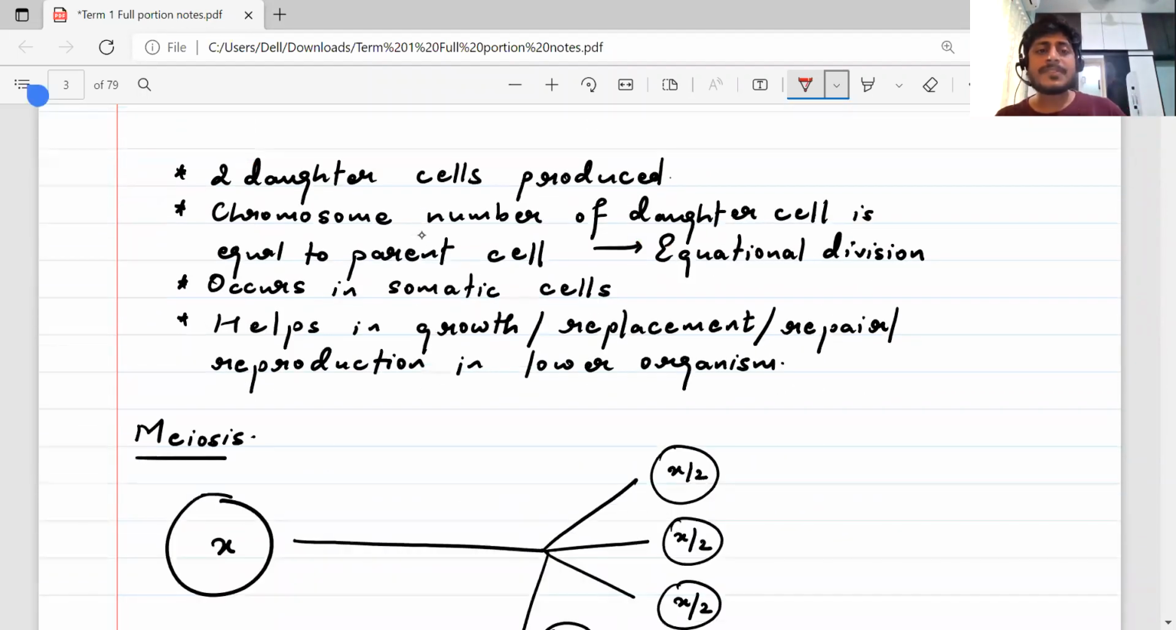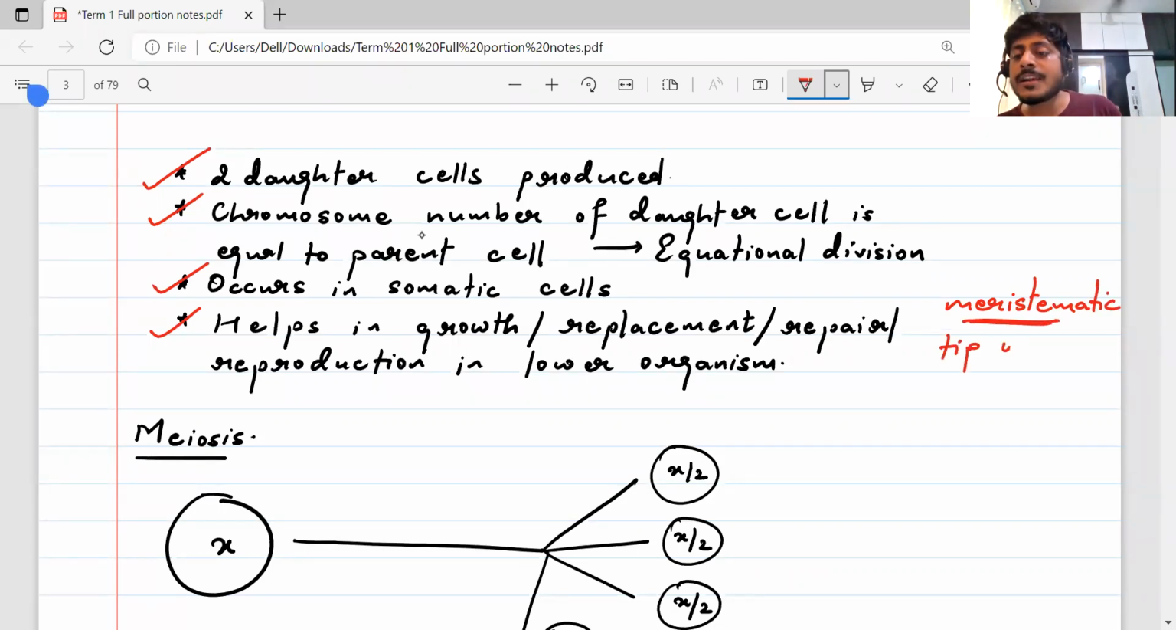So mitosis is a type of cell division in which 2 daughter cells are produced, which is equational because the chromosome number of the daughter cell is equal to the parent cell, which occurs in somatic cells which are not concerned with reproduction, helping in growth, replacement, repair, reproduction in lower organisms. If in case of plants, they ask you what happens in meristematic tissue, then meristematic tissue in plants basically is concerned with growth. Or they can ask you the type of division at the tip of the root, or the cells at the tip of the shoot, what kind of division they show. So all of that is mitosis.